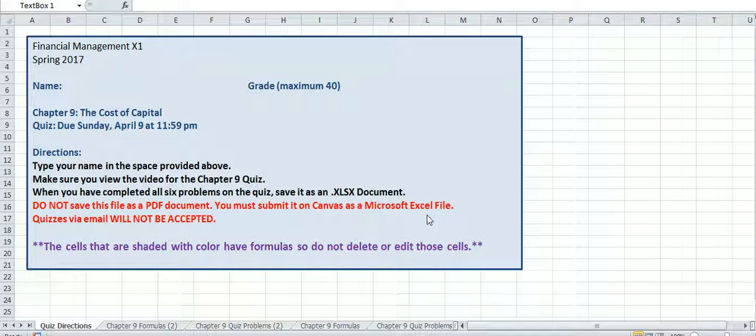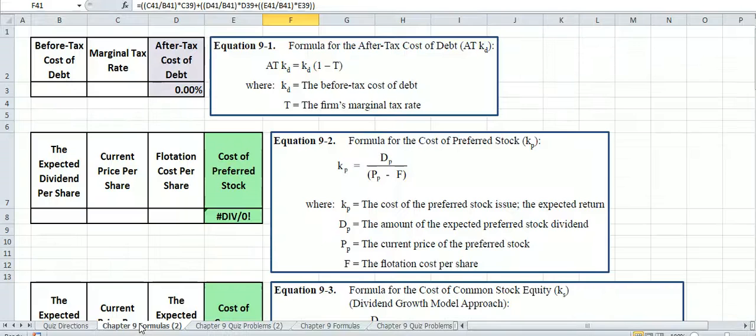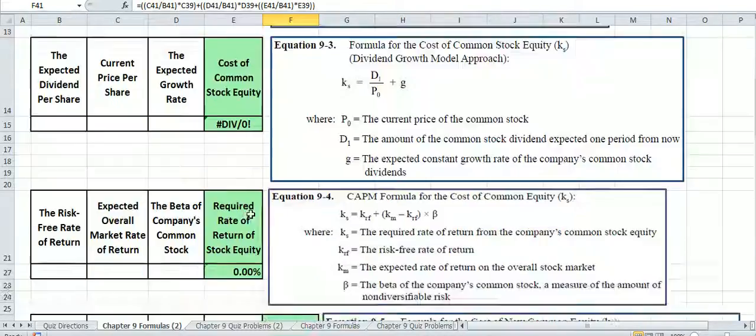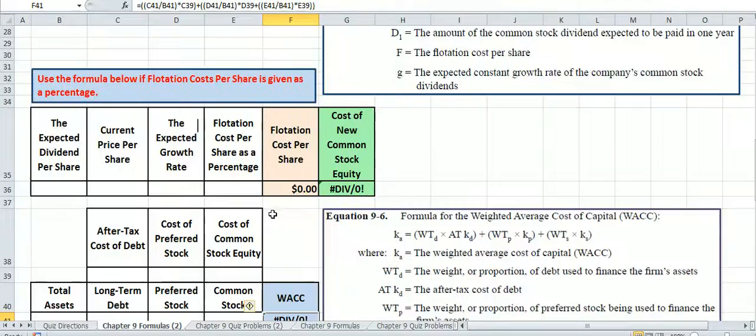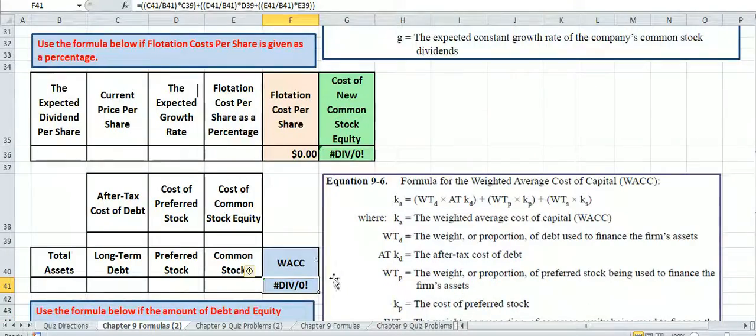Make sure that you don't delete or edit any of the shaded cells because that's where your formulas are. So make sure you don't change those.